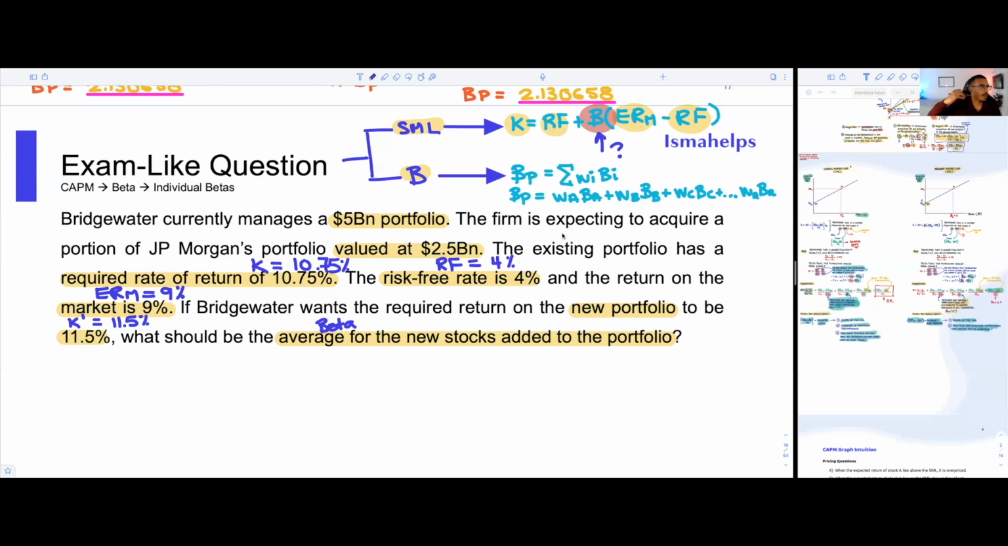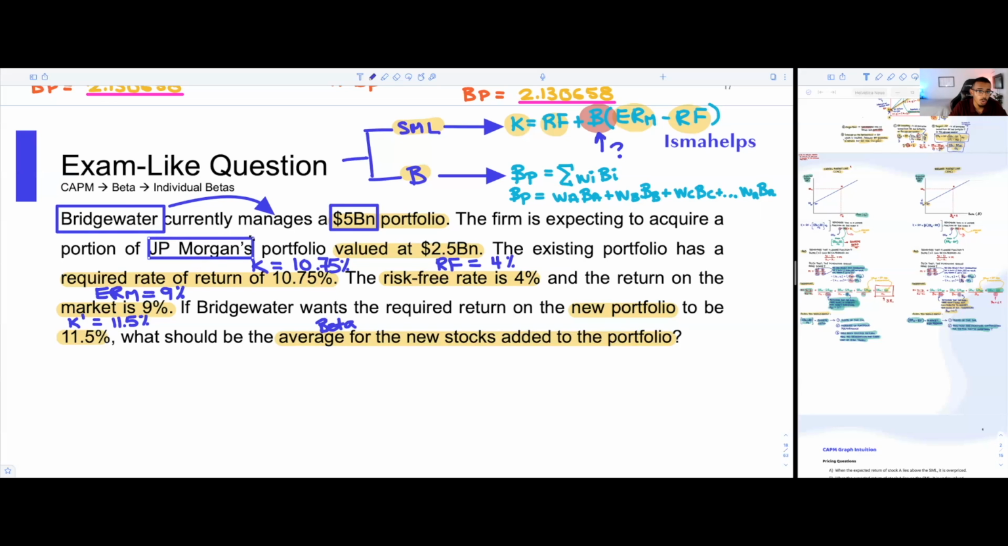So let's take a step back and try to make sense of what this question is really telling us. Just think about it. We're Bridgewater, a company that manages a portfolio, and that portfolio is of the size of $5 billion. And we want to buy a new portfolio. We want to buy JP Morgan's portfolio and add it to our portfolio. That's what they're telling you, right?